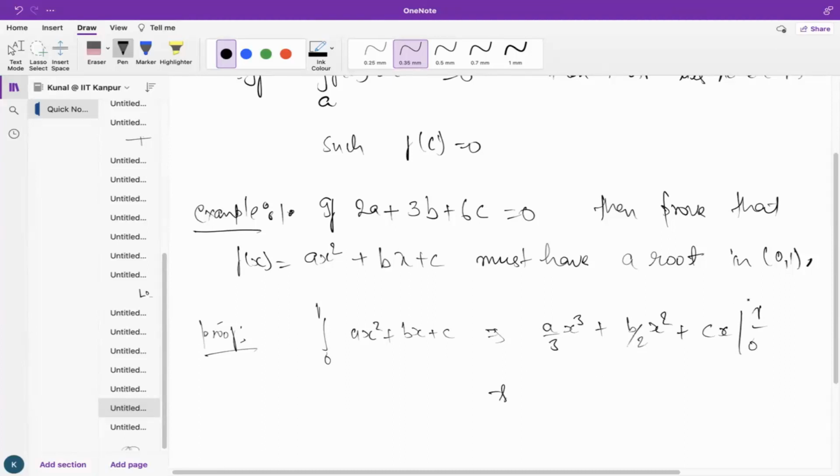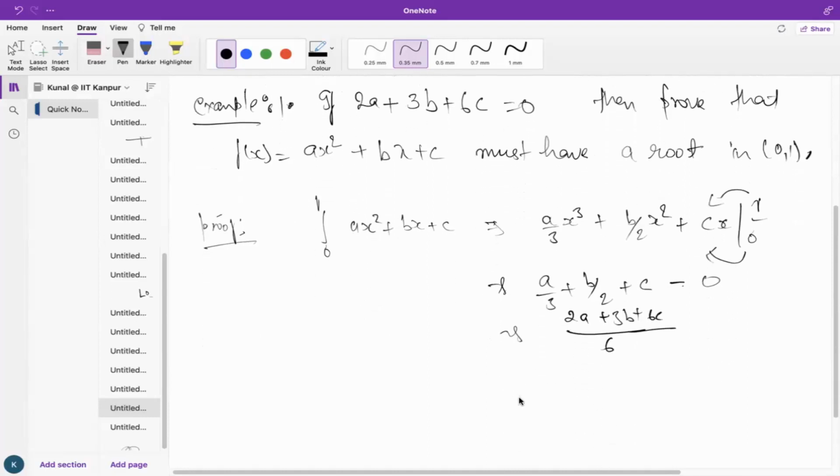So let's substitute first the upper limit. We get a by 3 plus b by 2 plus c. And when we substitute the lower limit, which is 0, we have to subtract it, so it will be minus of 0. So what we get is (2a plus 3b plus 6c) by 6, right? And we know that this given value is 0, so 0 by 6 is equal to 0. So from 0 to 1, the integral of ax square plus bx plus c is 0, hence proved, right?